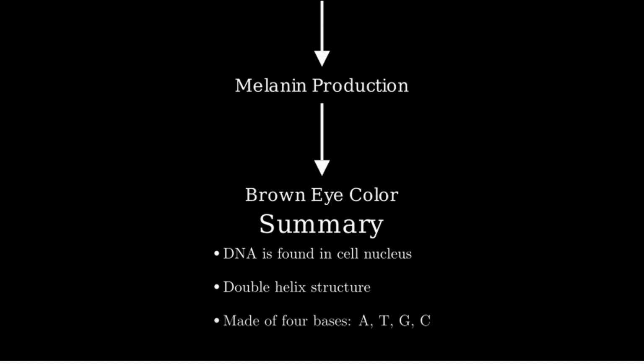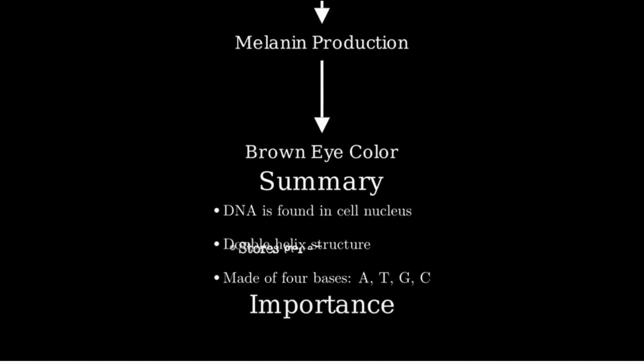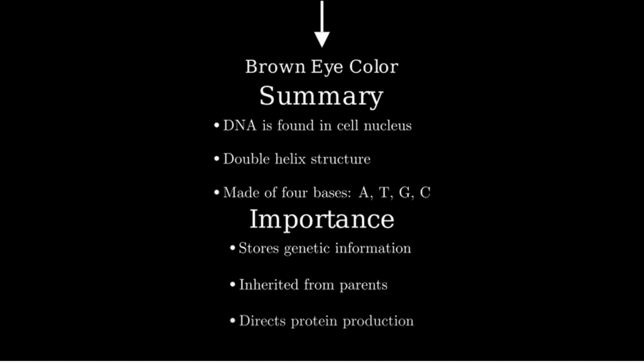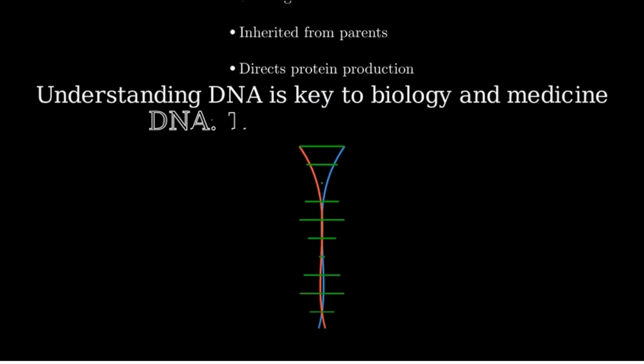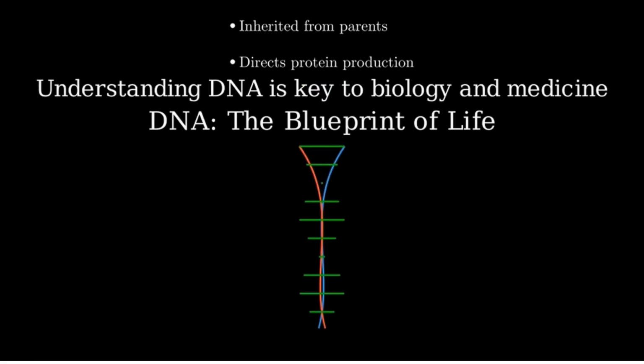To summarize, DNA is a molecule found primarily in the nucleus of cells that stores genetic information in the form of a double helix made up of 4 chemical bases. It's important because it contains the instructions for building and maintaining our bodies, it's passed from parents to children, and it directs the production of proteins needed for life. Understanding DNA is key to understanding heredity, evolution, and many aspects of biology and medicine.